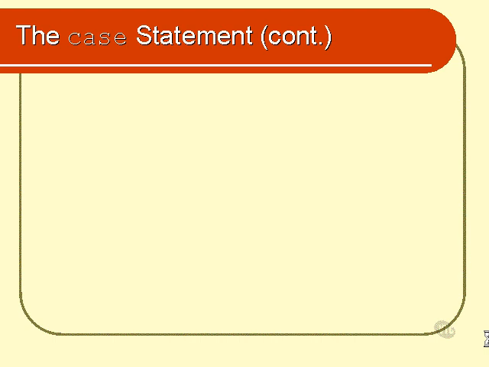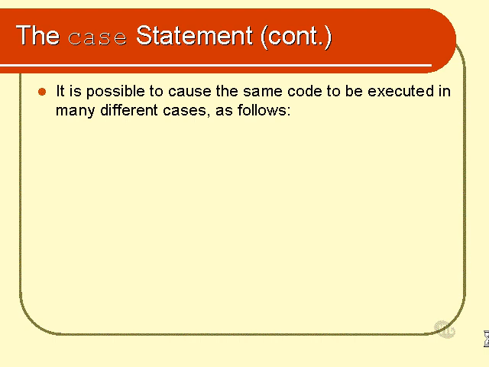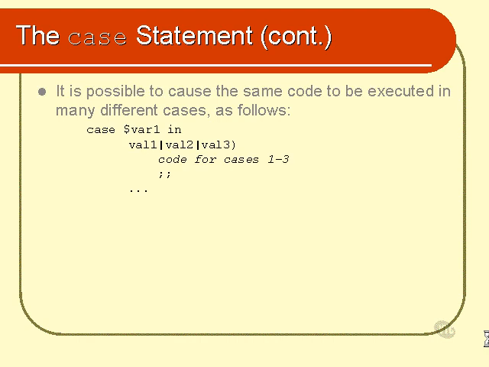So I'll now just quickly show you a couple of other simple options that can be used with the case statement that make it that little bit more user-friendly and useful. The first one is that it's possible to specify that the same code be executed in several different cases, and you might do that like that. You use the vertical bar symbol or the pipe symbol. So here, where I've got code for cases 1 to 3, that code will get executed if var1 happens to be equal to val1, val2, or val3.